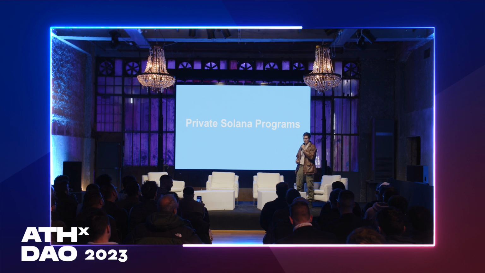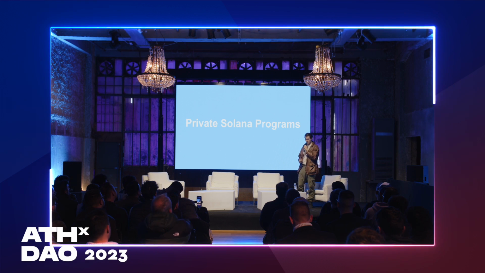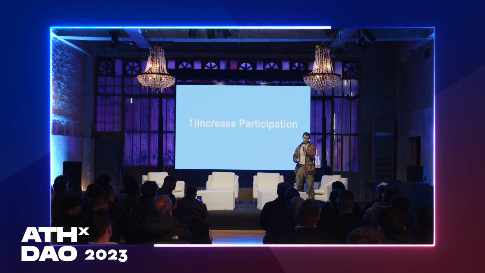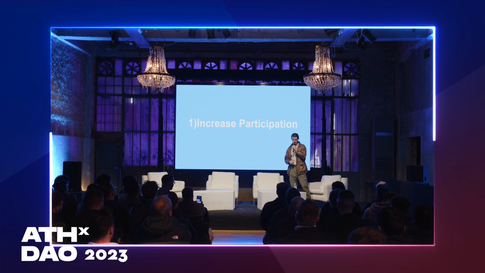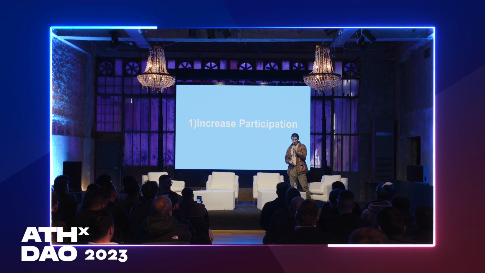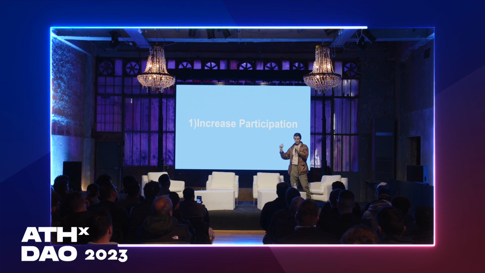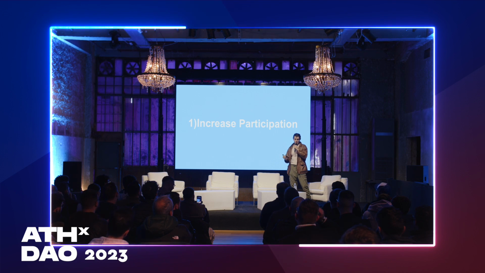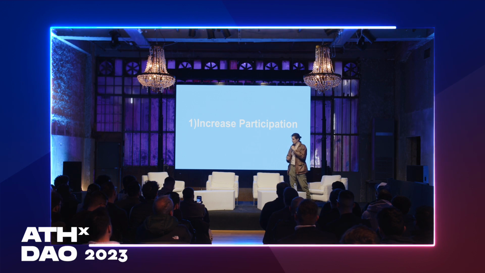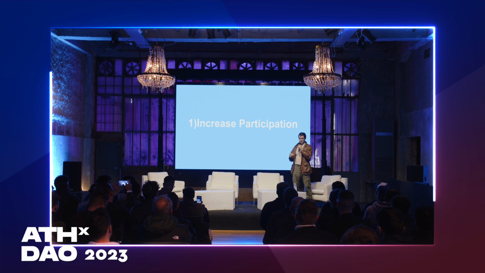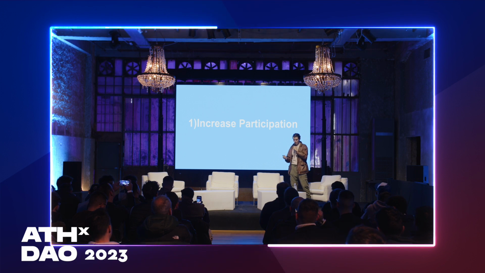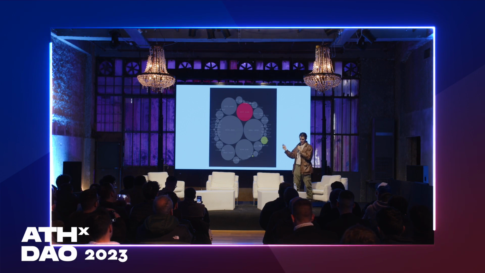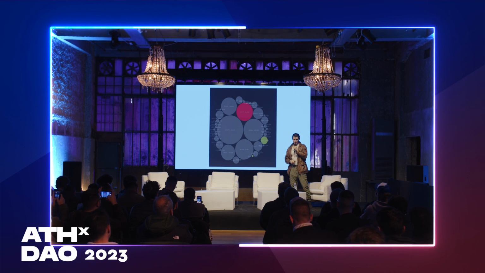Mango, as one of the leading, bleeding edge DAOs on Solana, wants to do one thing mostly, which is increase participation in on-chain governance. There are many different reasons, and I think they're all being worked on, that cause participation in on-chain governance to be low nowadays. But Mango hopes that they can increase participation using confidential voting.